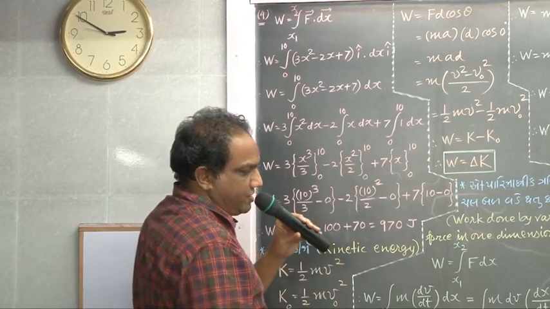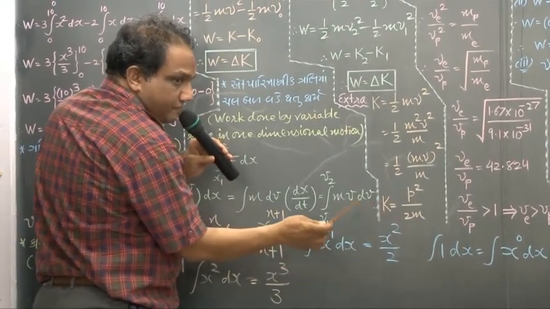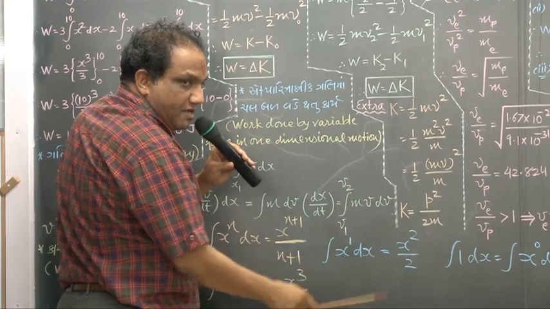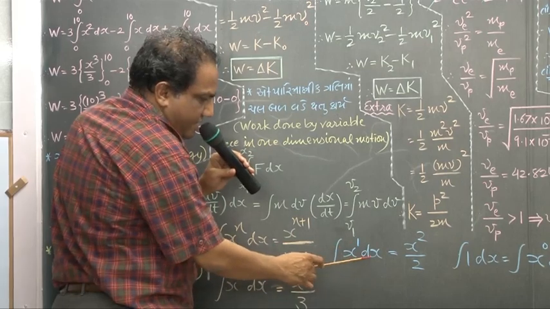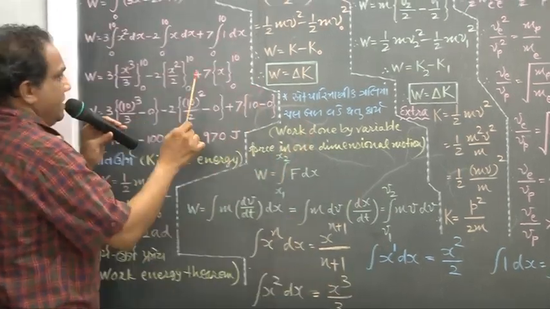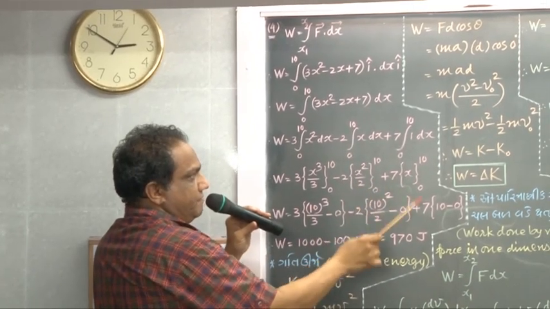Integration of x dx. What is it? x square by 2. Speak now, everybody must speak. Don't keep mum. Integration of x dx is x square by 2, from 0 to 10.